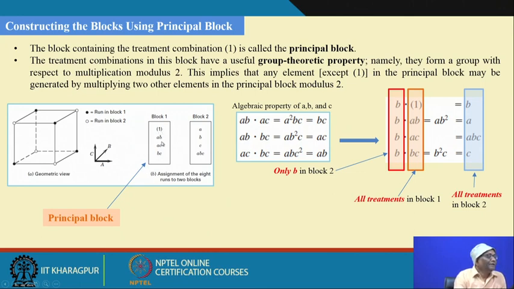Now, if you multiply the other treatment combinations here, then ultimately you will be getting another treatment combination in the same block. Like if you multiplied AB with AC, you will be getting BC. If you multiply AB with BC, you will be getting AC. If you multiplied AC with BC, you will be getting AB.